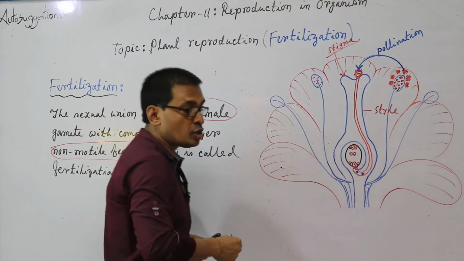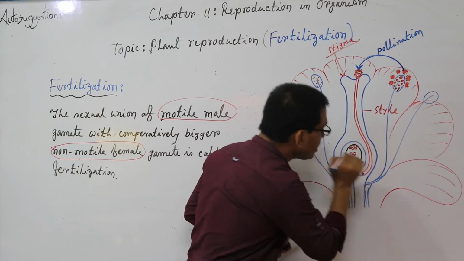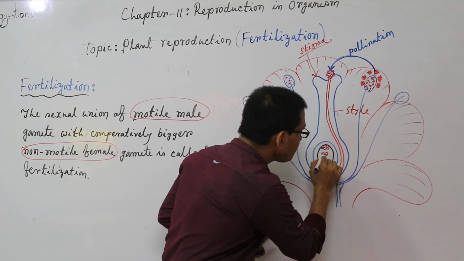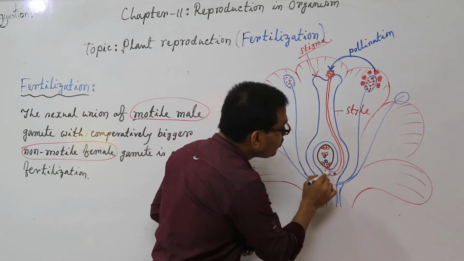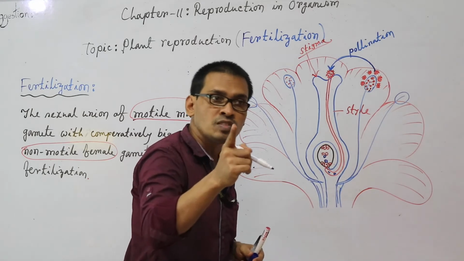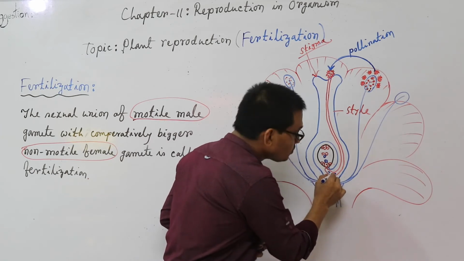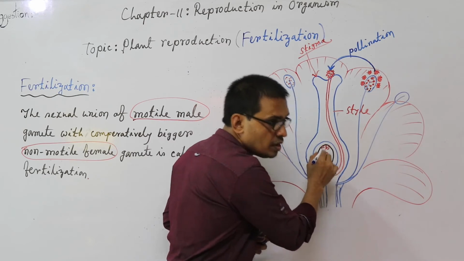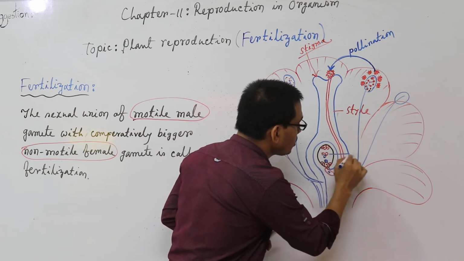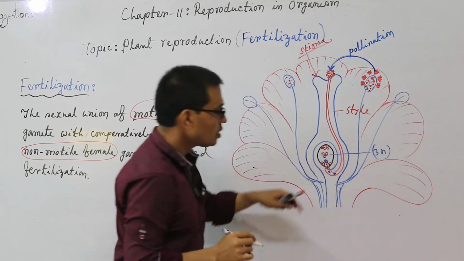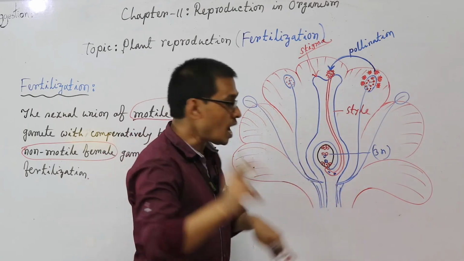One male gamete fuses with the egg and another male gamete fuses with the secondary nuclei. The first male gamete fuses with the egg and forms the zygote. This is the first fertilization. The second male gamete fuses with the secondary nuclei. It is the second fertilization and forms triploid endosperm. It's triploid, 3N. So two fertilizations occur here. It is known as double fertilization.